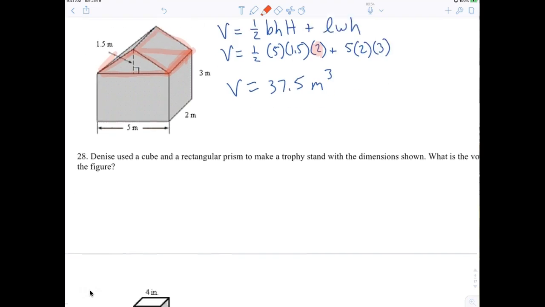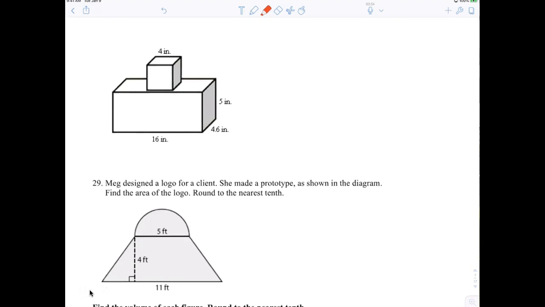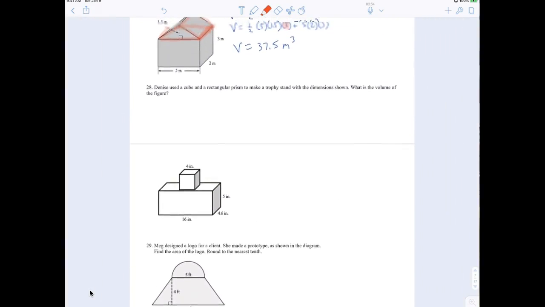All right, here we go. Let's take a look at 29. All right, we're trying to find the volume of this. This is just what's on top. I did the wrong one. Oh yeah, that is 28.